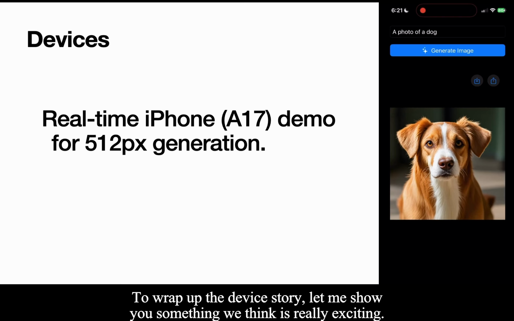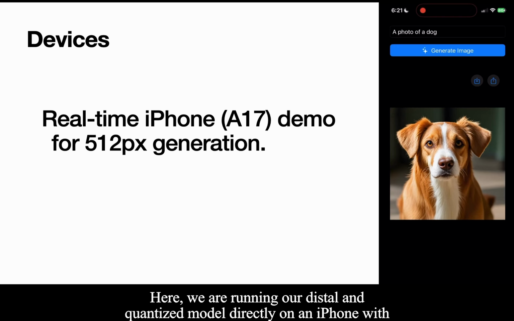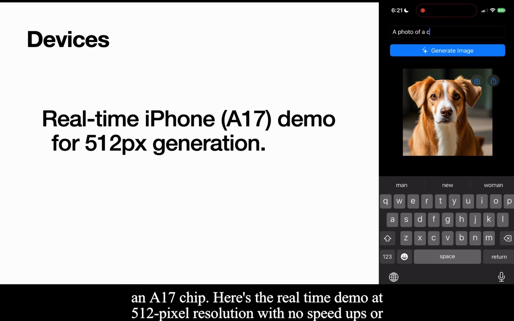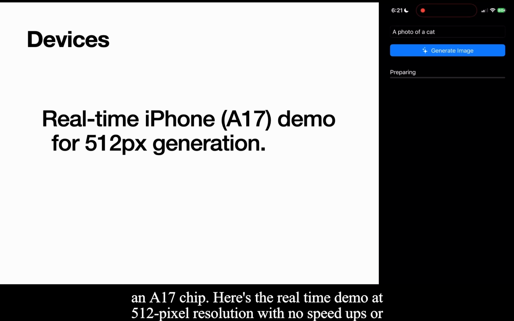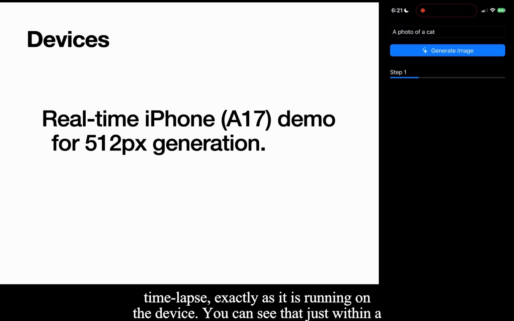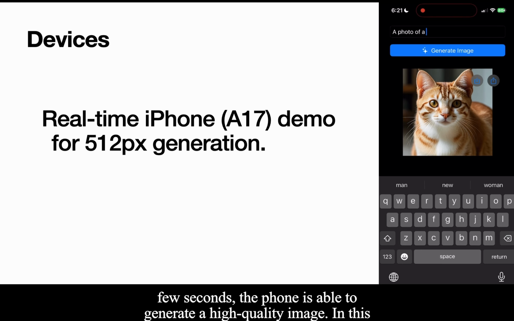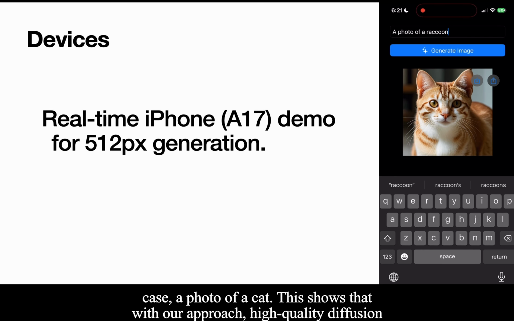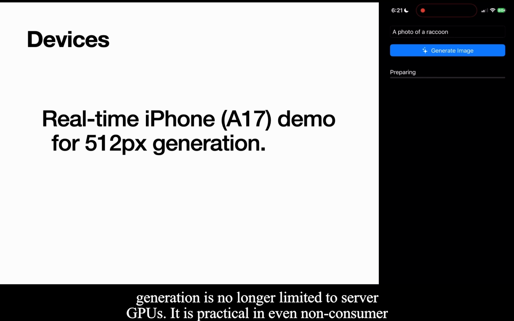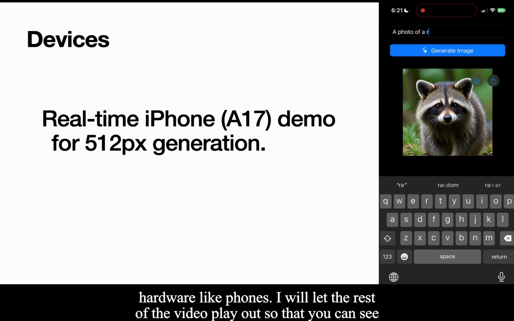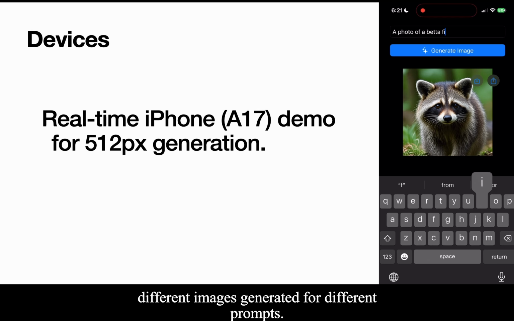To wrap up the device story, let me show you something we think is really exciting. Here, we are running our distilled and quantized model directly on an iPhone with an A17 chip. This is a real-time demo at 512 pixel resolution with no speedups or time-lapse, exactly as it is running on the device. You can see that just within a few seconds, the phone is able to generate a high-quality image, in this case, a photo of a cat. This shows that with our approach, high-quality diffusion generation is no longer limited to server GPUs. It is practical even on consumer hardware like phones. I will let the rest of the video play out so that you can see different images generated for different prompts.